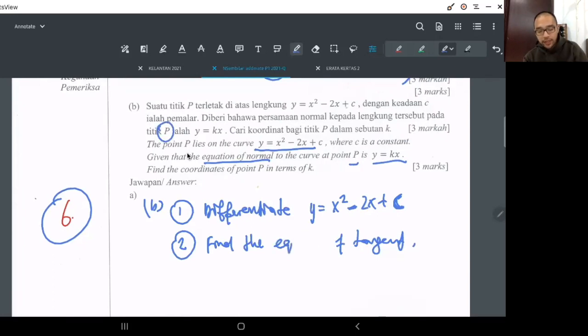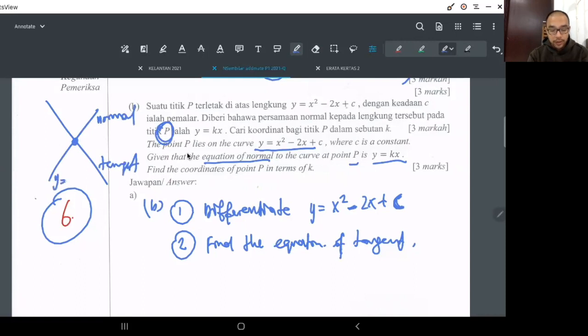Sorry, you have to find the equation of the tangent. Because point P is the point of intersection between the tangent and the normal. Now we know the normal is y equals kx. So you have to find the equation of the tangent, and then after that set y equal to y to find the coordinates of point P in terms of k.